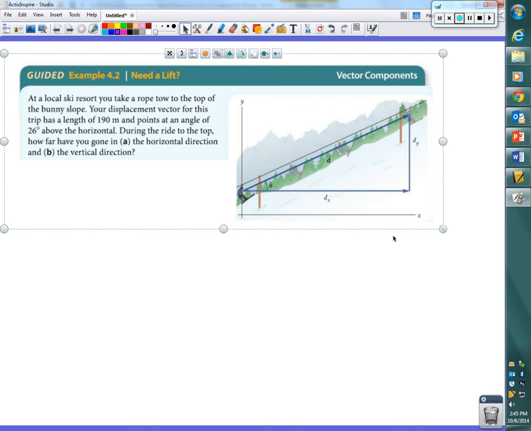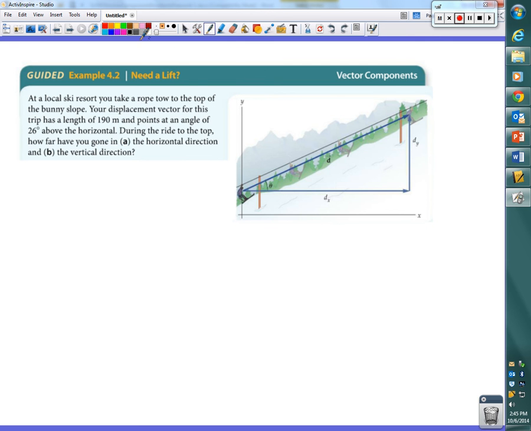So it says your displacement vector for this trip has a length of 190 meters and points at an angle of 26 degrees above the horizontal. Which line on this picture is representing your displacement vector? The hypotenuse, the one that's labeled D here. We know this hypotenuse has a length of 190 meters, and this angle right here is 26 degrees. Good there.